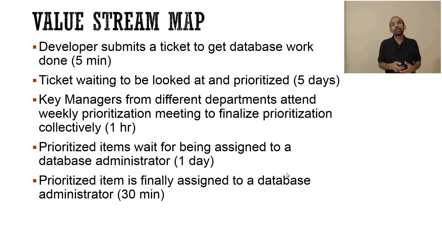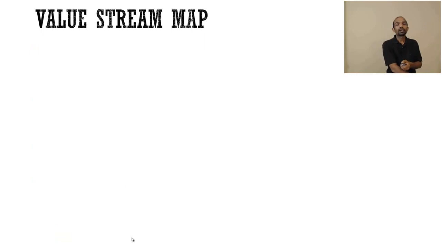So if we were to create the value stream map for this step so far, it's going to look something like this. As you can see, 5 minutes to submit the ticket, 5 days to wait in the queue, 60 minutes, which is an hour, to prioritize, and then again another day in the queue to be assigned, and then 30 minutes to actually assign the item for a database administrator to work on.